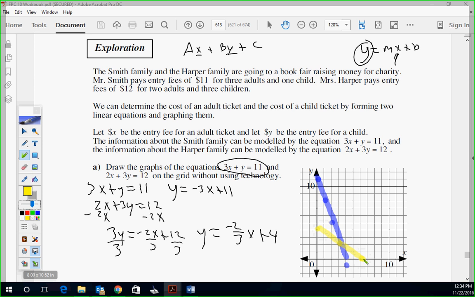There's that one. So where's the solution? It's right here, where they crossed. What that solution tells us is how much it costs per kid, per adult.